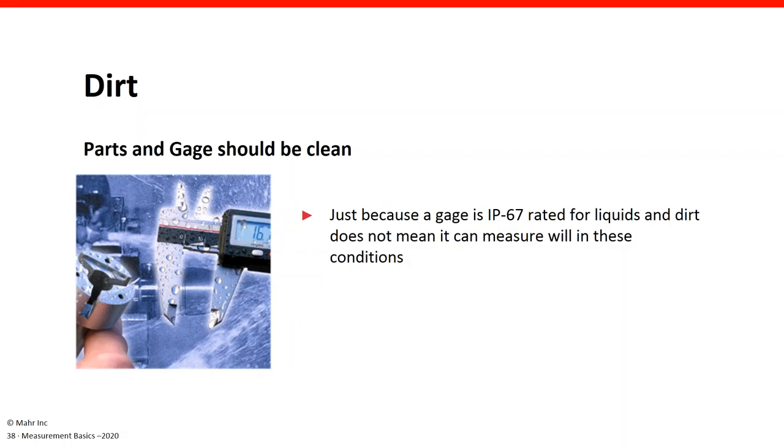Dirt is a big contributor and one that can steal our measurements. And this is a very great advertising picture, because we advertise our calipers and lots of our other gauges as being IP67 rated, which means that they're resistant to liquids and dirt. And it's great to show that we can make measurements with water splashing all around. That's really not the way we want to make a measurement. When we want to make a measurement, we want to make sure that the part is dry, that the gauge has also been wiped off and clean, and we have good measuring surfaces to make our measurements with. So while a gauge can be resistant to liquids and dirt, we don't want to measure under these conditions.